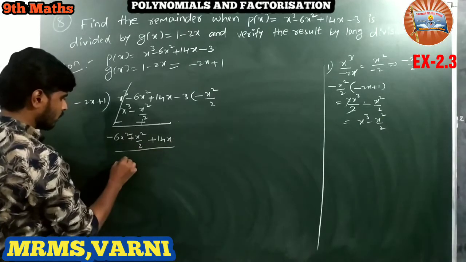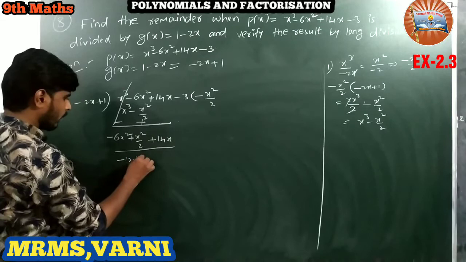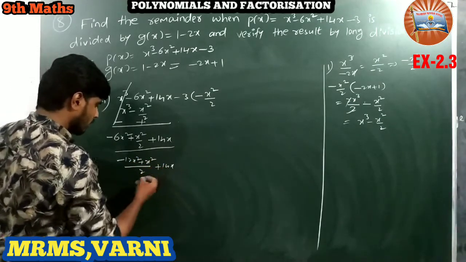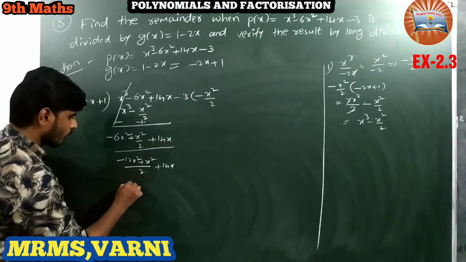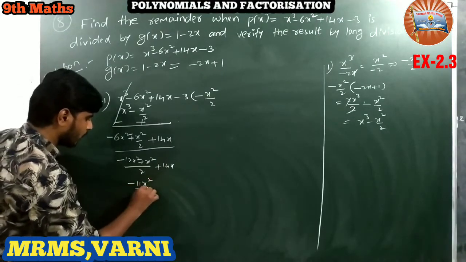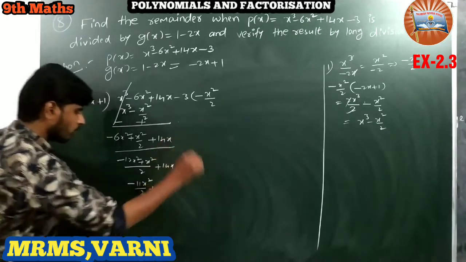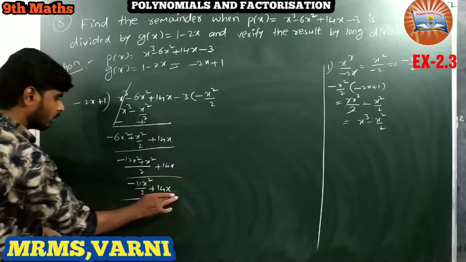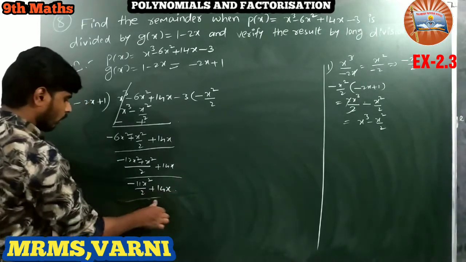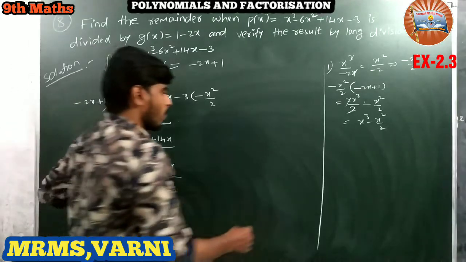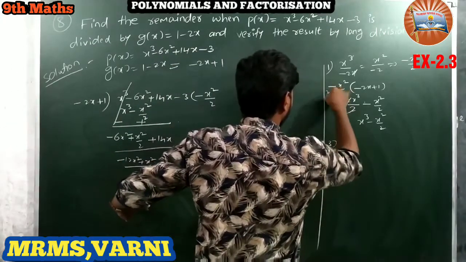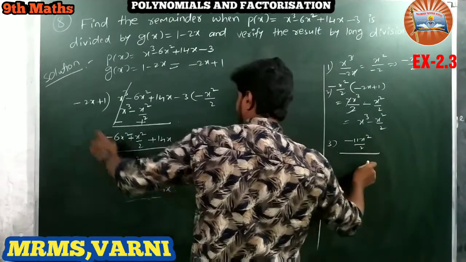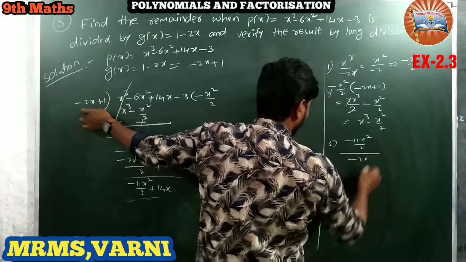So what becomes 12x square plus x square by 2 plus 14x, nothing but minus 11x square by 2 plus 14x. Okay, now take that here, remaining. Now take the first term of this. What is that? Third step, this is second step. Minus 11x square by 2 by first term of the divisor minus 2x.